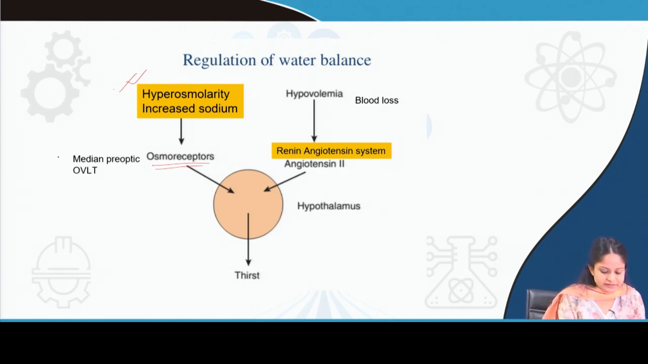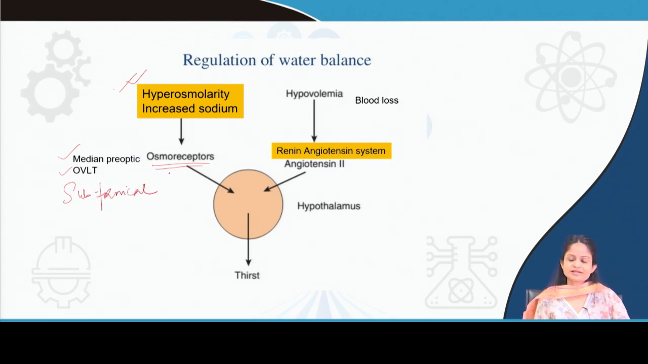We have the median preoptic region, as I already told you, the median preoptic nucleus. We have the OVLT, the organum vasculosum lamina terminalis, and another region, the subfornical region. These are all present in front of the third ventricle. So these three regions serve as osmoreceptors. Whenever there is hyperosmolarity, there will be stimulation of the median preoptic and OVLT osmoreceptors, and they will stimulate the hypothalamus and cause drinking of water. That means they will stimulate the thirst center, that is the anterior hypothalamus.